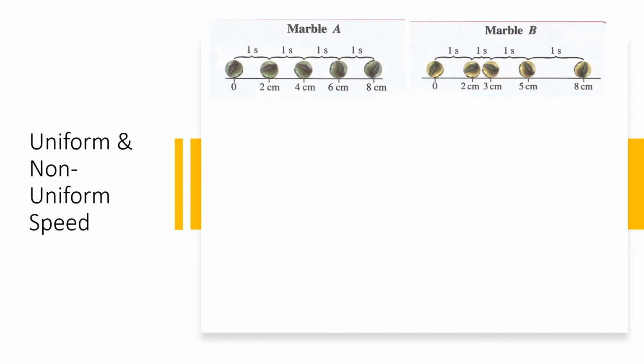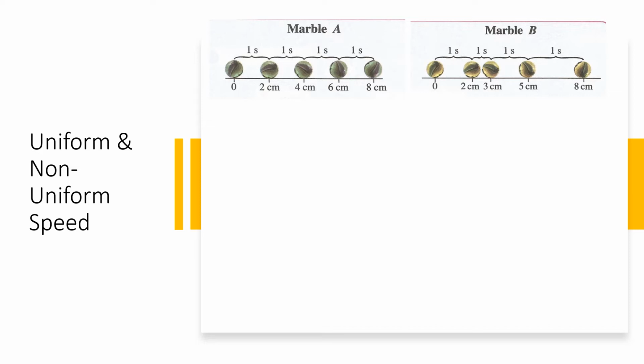Okay, so in speed, we have two different type of speed, which is uniform and non-uniform speed. What is uniform and your non-uniform speed? Okay, so look at these two diagram, marble A and marble B. Okay, if you see marble A, from 0 to 2 cm, it takes 1 second. From 2 cm to 4 cm, it takes 1 second. And 4 to 6 cm, it takes 1 second. For 6 to 8 cm, it takes 1 second. For every second, the marble travels 2 cm.